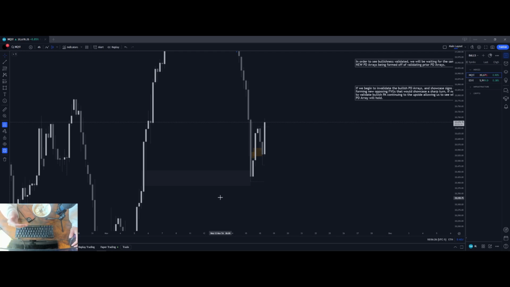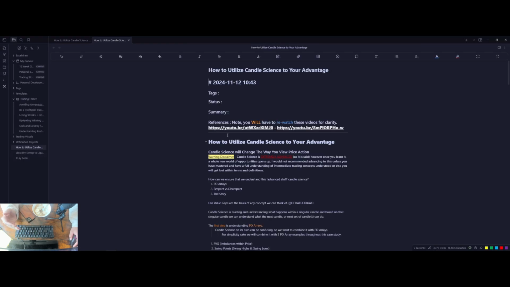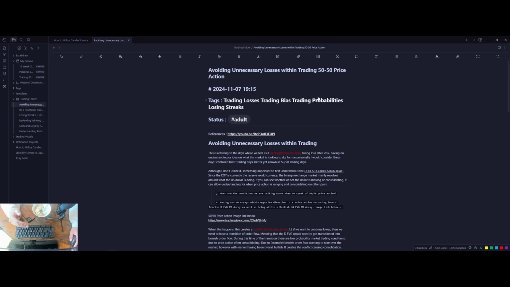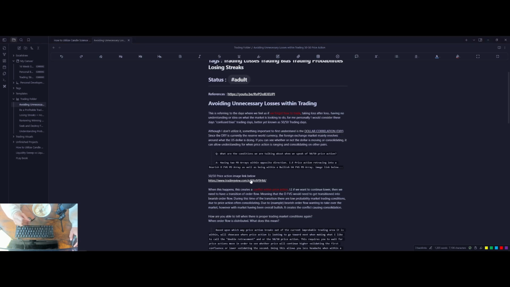Now, we would have not validated this 4-hour PD array if we weren't looking to possibly be bullish back to the upside. However, if you can see right here, we had two conflicting PD arrays, having this bullish PD array and the opposing bearish PD array. We have done the note on it many times, and I have showcased it to you guys many times. This is showcased as improbable price action, 50-50 price action right here, when you have two conflicting PD arrays.